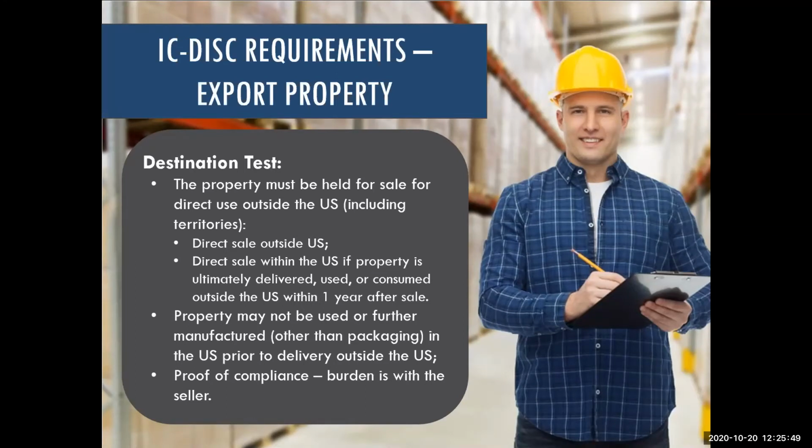Or for example, you sell it to a US customer, but that US customer is ultimately going to use that property at a location outside the US. As long as they delivered outside the US within 1 year, that would still qualify. However, the property cannot be used or further manufactured in any way prior to being delivered outside the US. If there is any use of the property in the US prior to export, then you would fail the destination test and you would not qualify for the IC disk benefit on that sale.